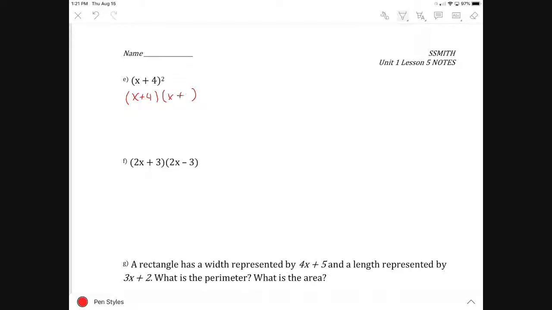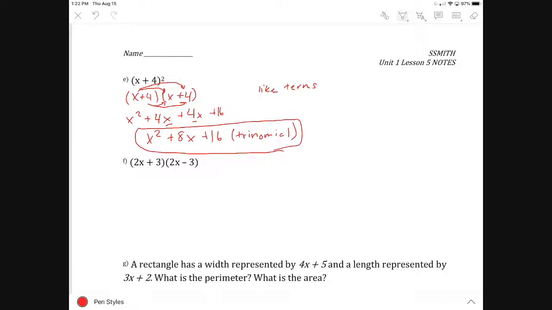So remember our FOIL, it's going to be fronts, so those are x times x, that's going to be x squared. Then it's going to be our outsides, x times 4 is going to be our 4x. Then we have 4 times x again, so we're going to get another 4x, and then 4 times 4, that's going to give us 16. So then we're going to combine our like terms, and we're going to end up with x squared plus 8x plus 16. And that's going to be another trinomial because, again, it has 3 terms.